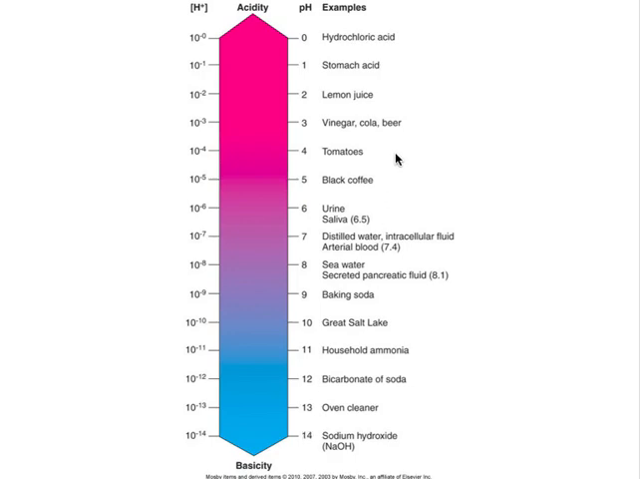On the other side of the scale are things that are even more familiar: coffee, urine, tomatoes, lemon juice, and stomach acid. Hydrochloric acid is the most acidic thing that we have, so a number that is very low as we go from 7 to 0. These are very low numbers, but very high acidity.